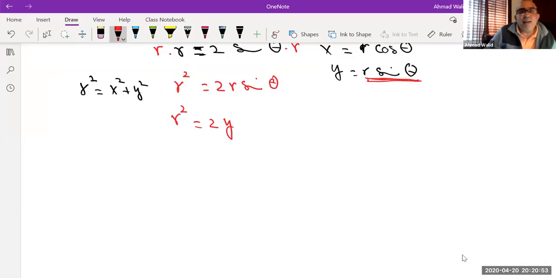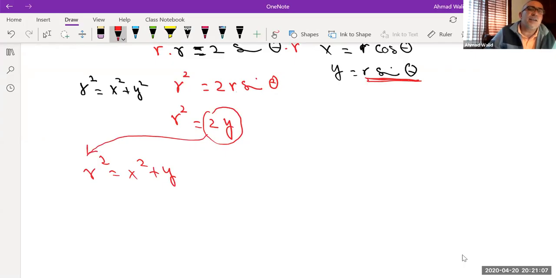Now, look at this black equation, which I have r squared equals x squared plus y squared. I'll pick up the value of r squared, which is 2y, and plug it here. It means I can write 2y equals x squared plus y squared. Is this a Cartesian equation now? Do you see everything becomes in terms of x and y? There is no r anymore. There is no theta anymore, right?